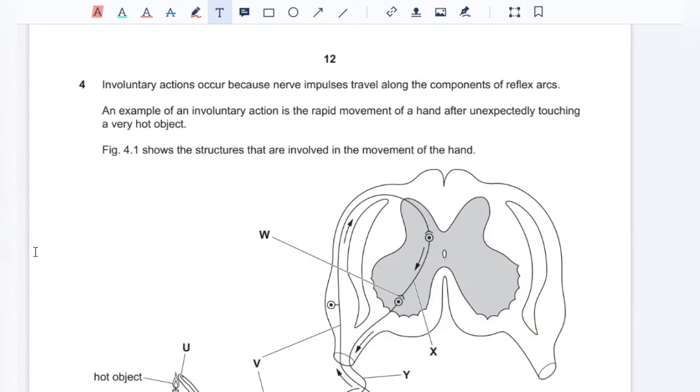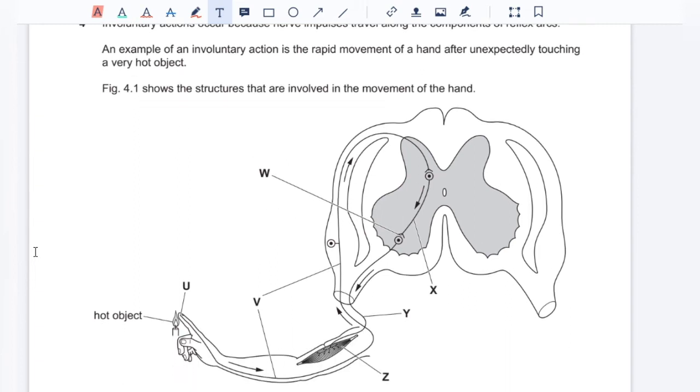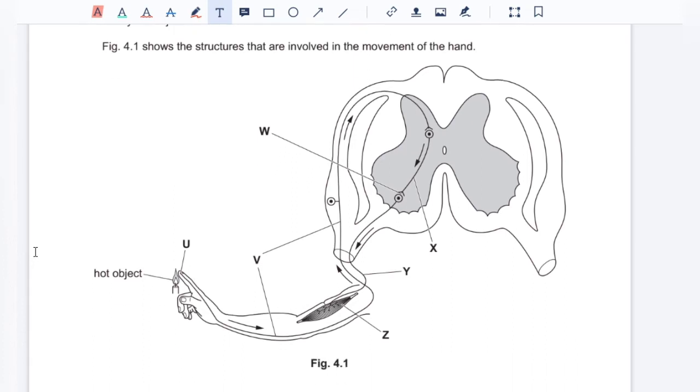4. Involuntary actions occur because nerve impulses travel along the components of reflex arcs. An example of an involuntary action is the rapid movement of a hand after unexpectedly touching a very hot object. Figure 4.1 shows the structures that are involved in the movement of the hand.